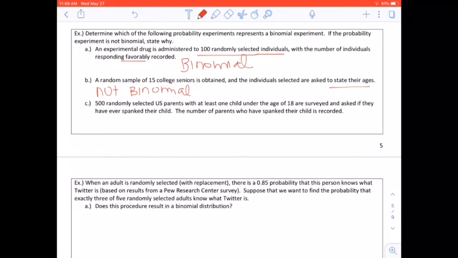C says 500 randomly selected U.S. parents with at least one child under the age of 18 are surveyed and asked if they have ever spanked their child. The number of parents who have spanked their child is recorded. So again, we have this time 500 parents that we surveyed. Parents, again, people are independent of one another. They are asked if they've ever spanked their child. So there's two disjoint or mutually exclusive outcomes, spanked or not spanked. And the probability of spanking or not spanking for each person would be the same. So this is an example, again, of a binomial experiment.